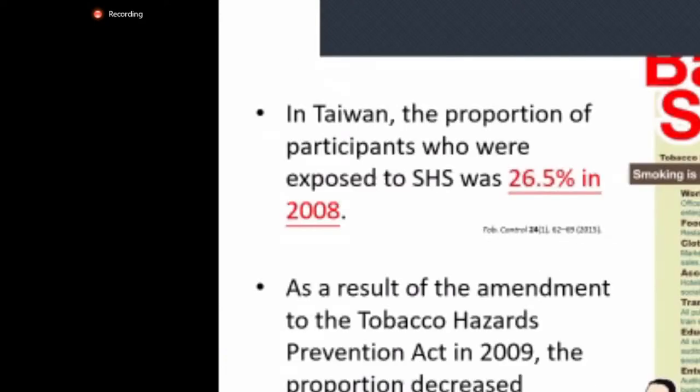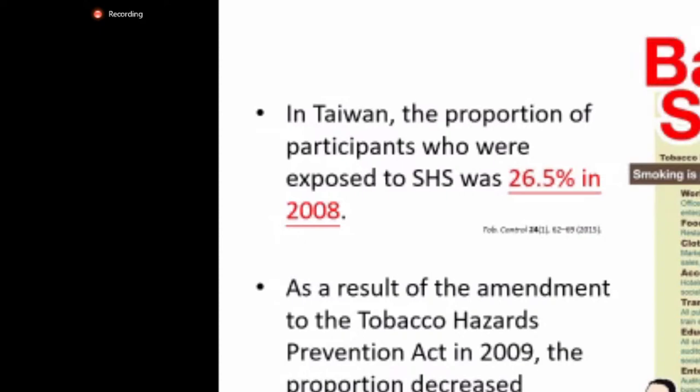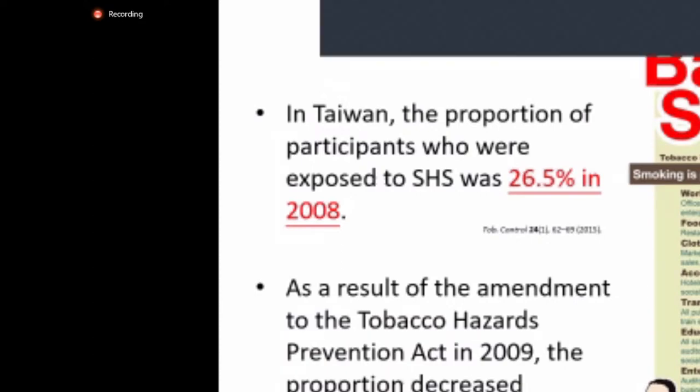So I think smoking is not good for our health. And also for the non-smokers, they never smoke, but they will get the secondhand smoke from their partners, from work or from home. So I think banning smoking is very important for every country. In Taiwan, the proportion of secondhand smoke was 26% in 2008. And in 2009, we had a Tobacco Hazard Prevention Act to forbid smokers from smoking in public areas.